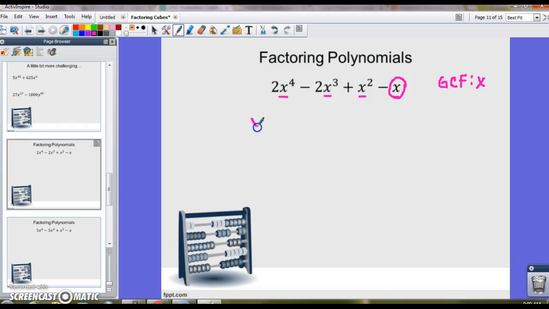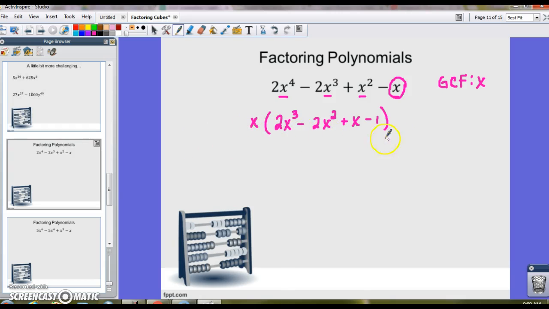So if I take an x out, that leaves me with 2x cubed minus 2x squared plus x minus 1. Okay, all I did was factor an x out of each of these terms. Same thing as dividing an x out of each of these terms. Well, that's the first thing you always want to check for. Now, I got to make sure I carry that x through to the end, but I'm not going to do anything with it just yet.